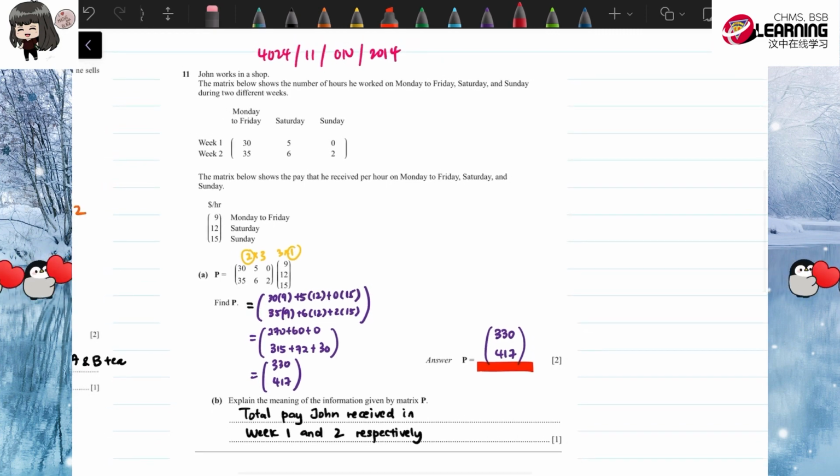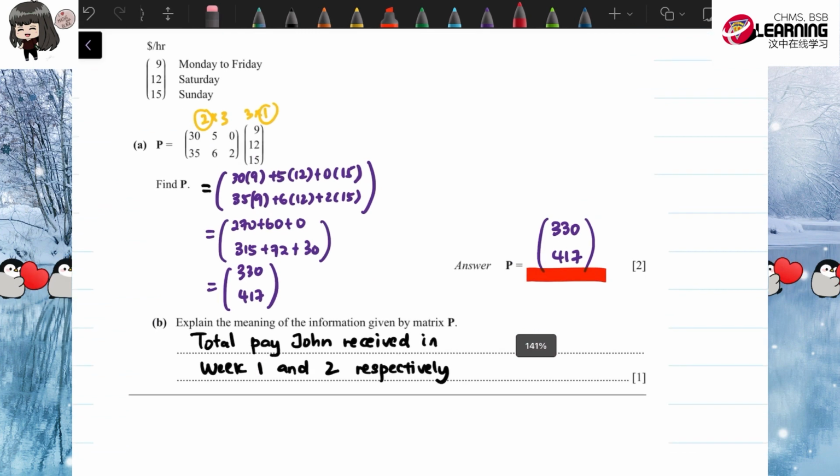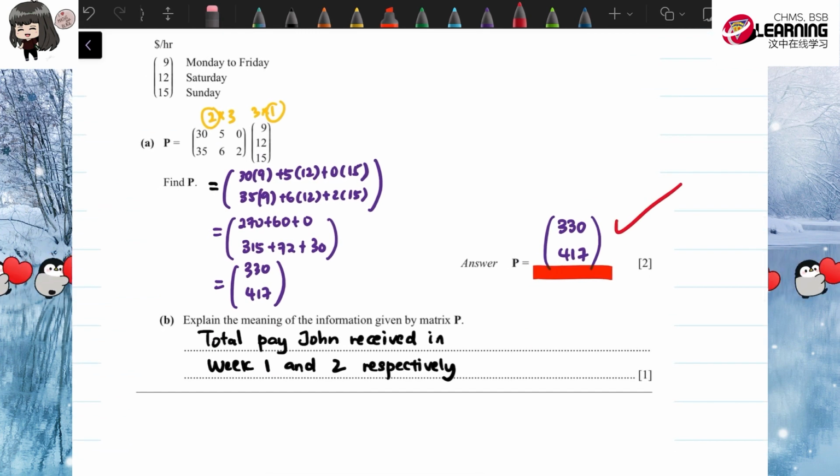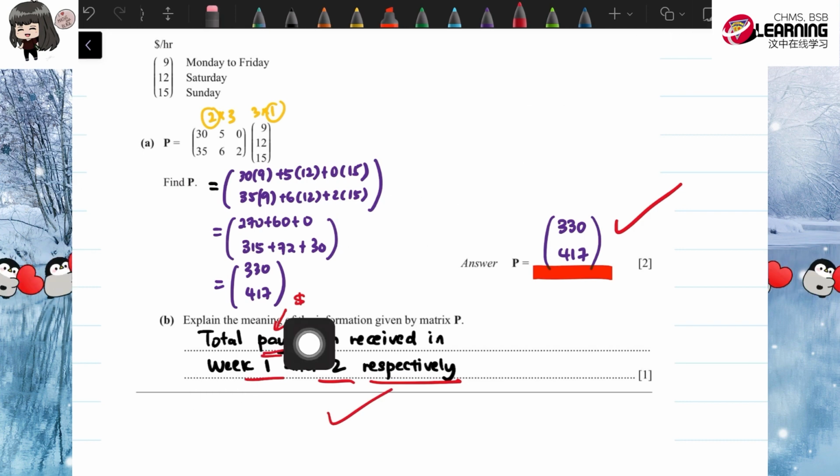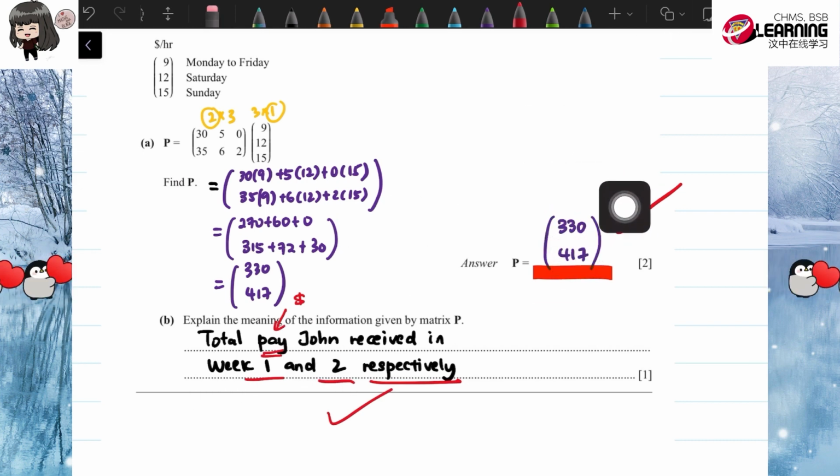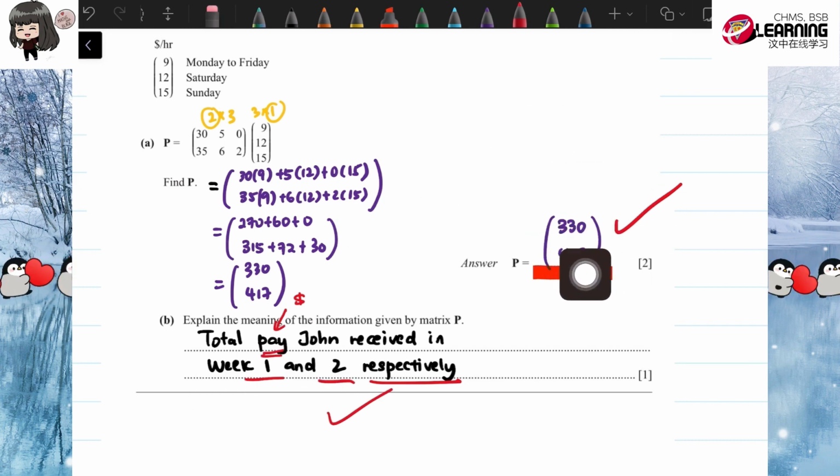And then let's look at this question, which was your homework. Question 11, A, this is your answer. It's a 2 by 1 answer. And explain the meaning: it is total pay or total earning or total money, total amount, something like that. Which has the same meaning as the pay John received in week 1 and week 2 respectively. Please check that week 1 and week 2, because these two are represented by week 1 and week 2, right?